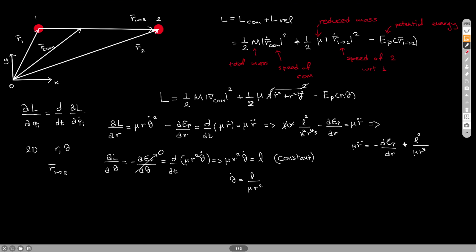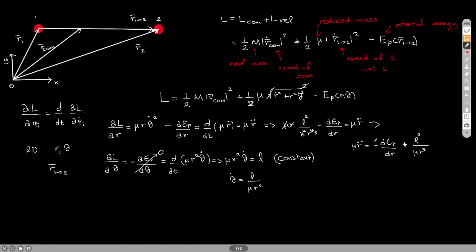But in addition to the force that I have that is acting on 1 and 2, I also have one more term here, L squared over the reduced mass times r cubed. This one is not due to a force.